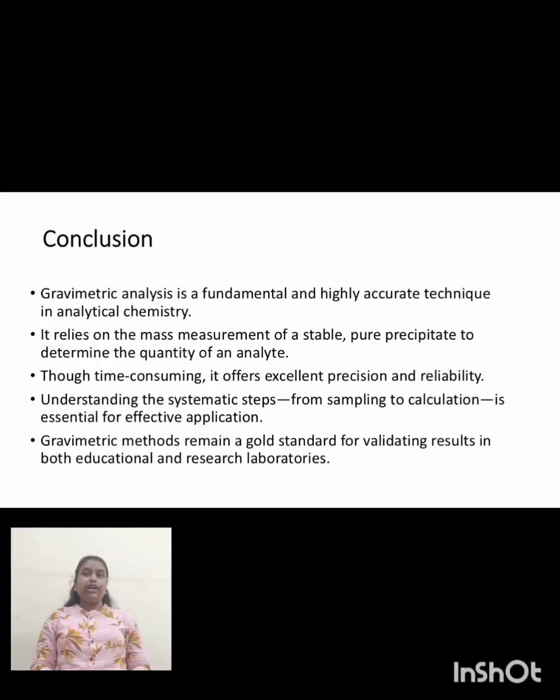In conclusion, gravimetric analysis is a fundamental and highly accurate technique in analytical chemistry. It relies on the mass measurement of a stable, pure precipitate to determine the quantity of an analyte. Though it is time consuming, it offers excellent precision and reliability. Understanding the systematic steps from sampling to calculation is essential for effective application. The gravimetric method remains a gold standard for validating results in both educational and research laboratories.